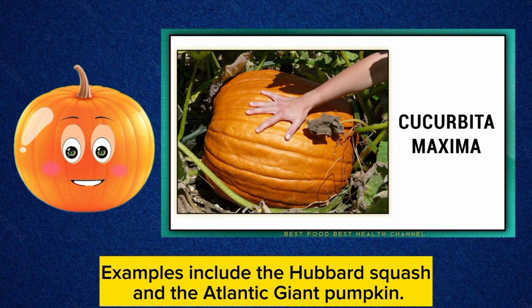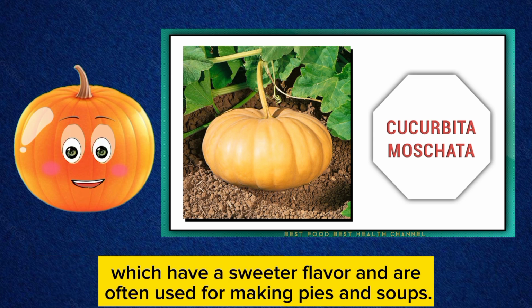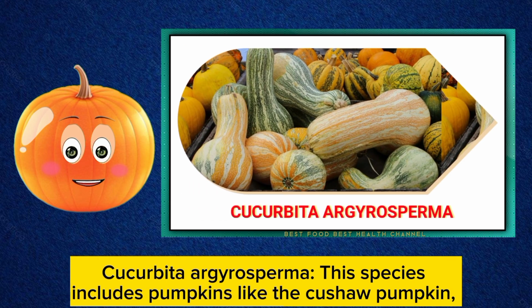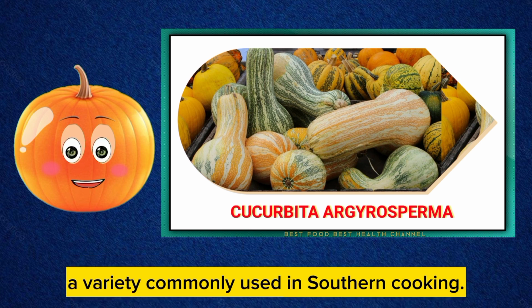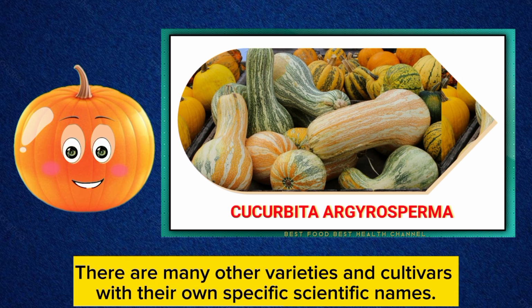Examples include the Hubbard squash and the Atlantic giant pumpkin. Cucurbita moschata. This species includes pumpkins, like the butternut squash and the cheese pumpkin, which have a sweeter flavor and are often used for making pies and soups. Cucurbita argyrosperma. This species includes pumpkins like the cushaw pumpkin, a variety commonly used in southern cooking. These are just a few examples of the different scientific names for pumpkin species. There are many other varieties and cultivars, with their own specific scientific names.